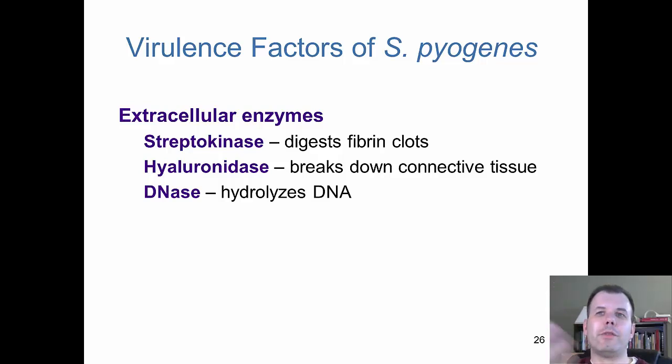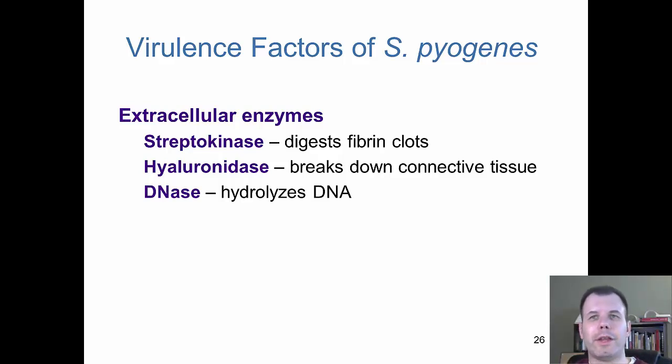Okay, some enzymes it produces includes streptokinase, which can digest fibrin clots, so it can digest the clots and break them up. Another one is hyaluronidase, which can break down connective tissue, so pretty nasty stuff. And then the DNase, which can hydrolyze DNA. So this is one of the bugs that actually can cause the necrotizing fasciitis, or necrosis. And again, this is that flesh-eating disease in this case.